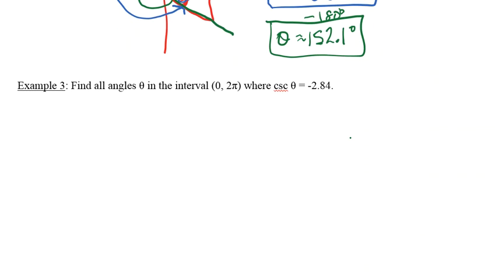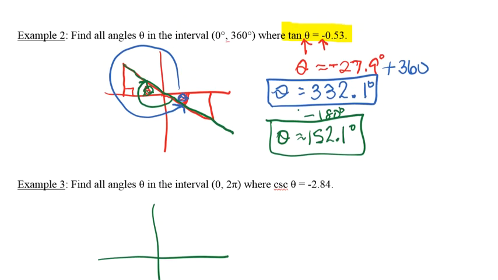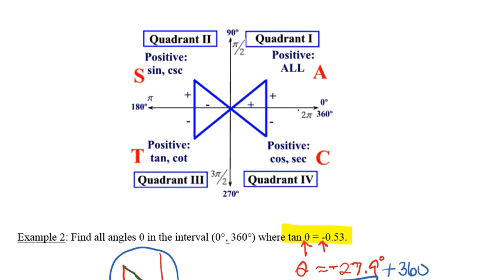If we look at example 3, it asks us for things in radians, so we definitely want to be able to do that. The easiest thing would be to put your calculator in radians. And they're asking us to do cosecant with negative 2.84. So if you have a calculator that has cosecant, you can just plug it in. But before I do that, let's go figure out where cosecant is negative. All of them are positive in quadrant 1. Cosecant is positive in quadrant 2. So it's negative in quadrants 3 and 4.